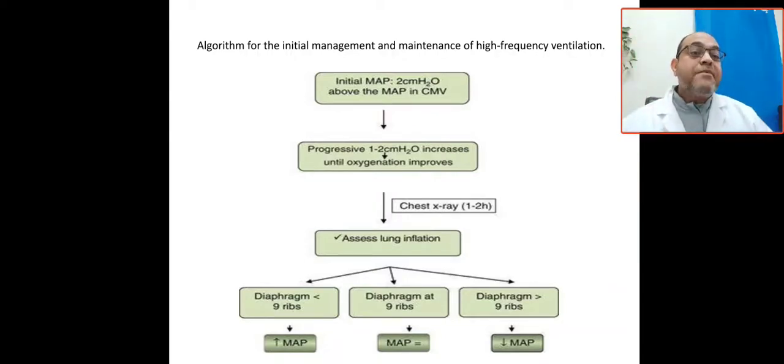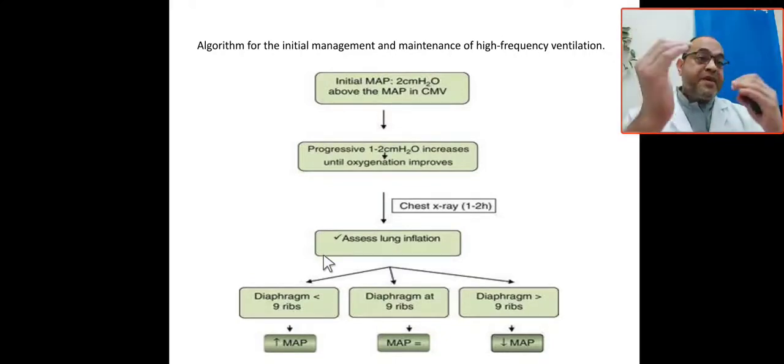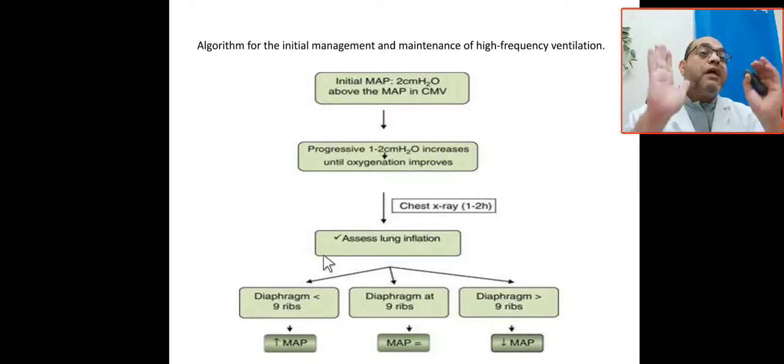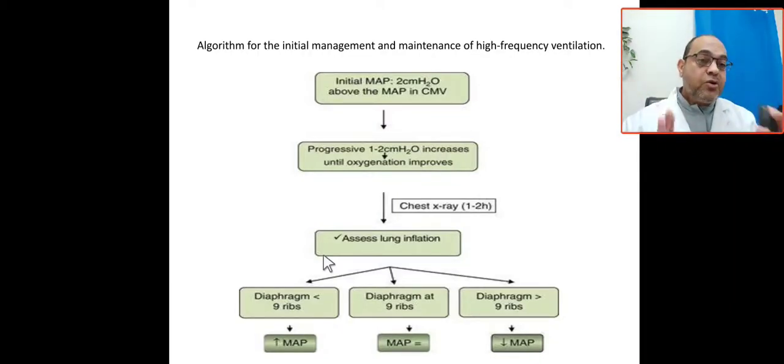For what? I have to assess the lung volume. Why would I like to assess the lung volume? To adjust the MAP. Shall we increase the MAP, keep the MAP, or decrease the MAP? It depends on the lung volume in the X-ray. And also, don't forget your clinical assessment.